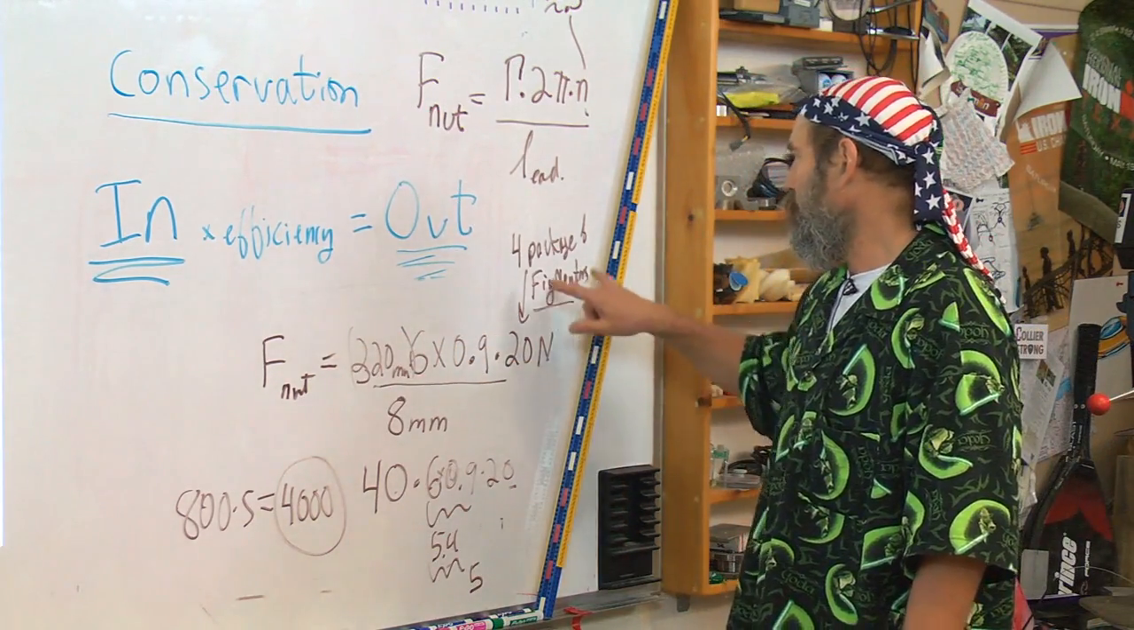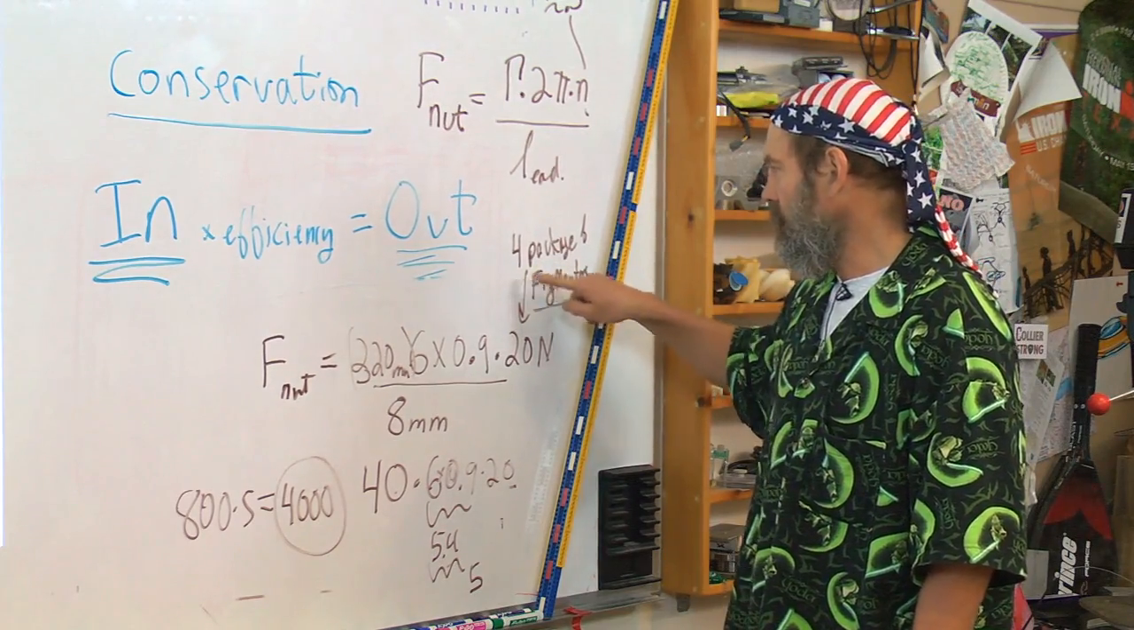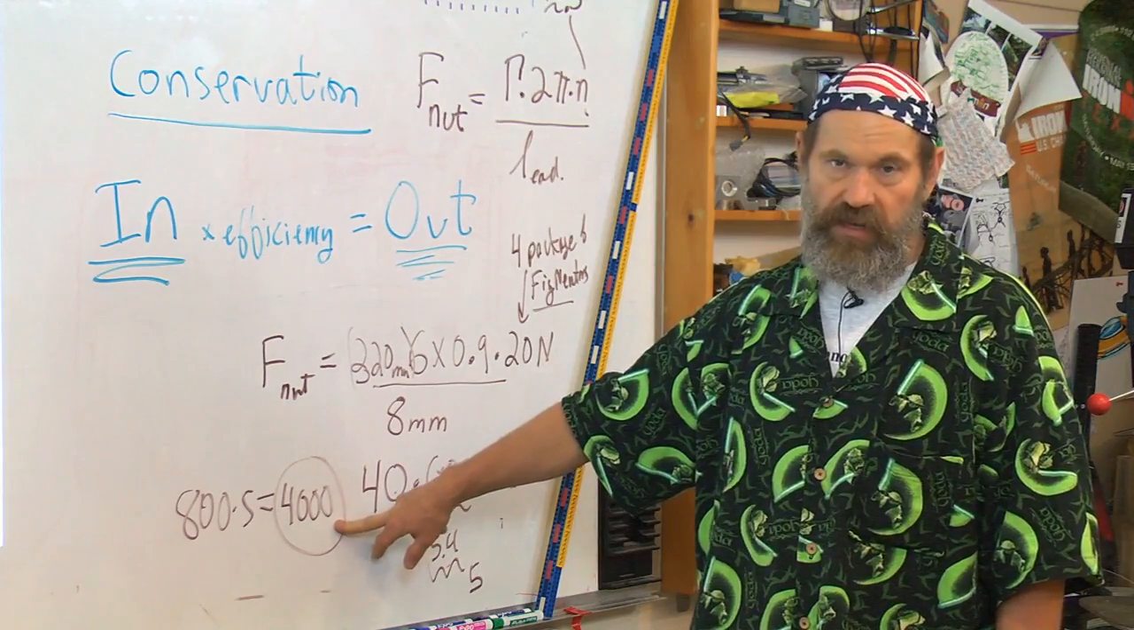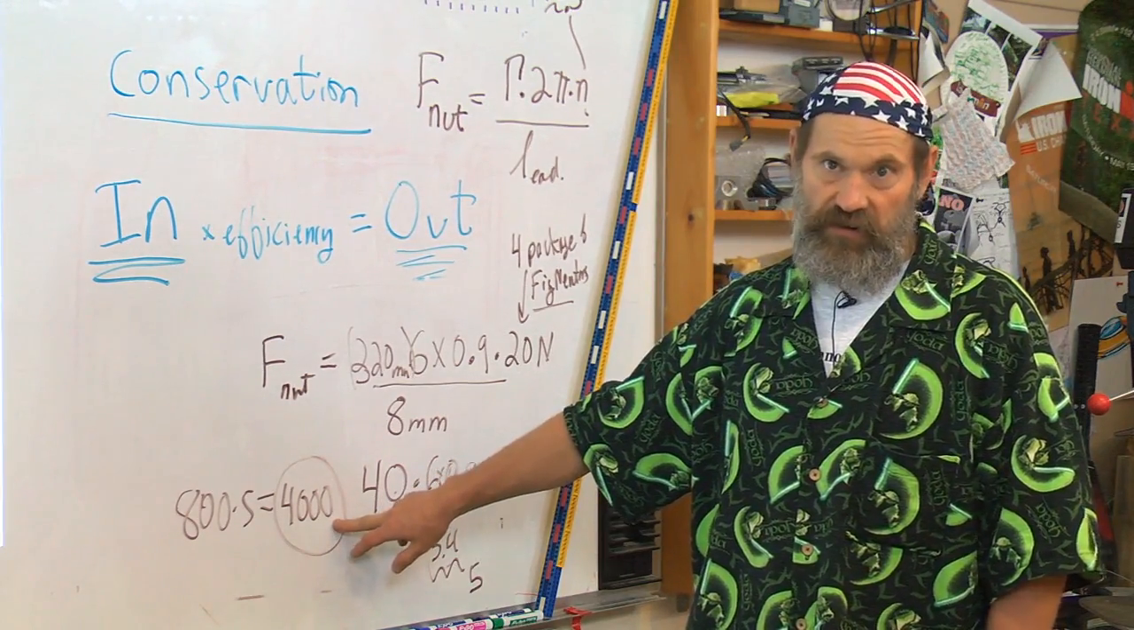So I took 4 packages of cookies, 20 newtons, and turned them into 4,000 packages of cookies output. Now that is a very, very good thing to do.